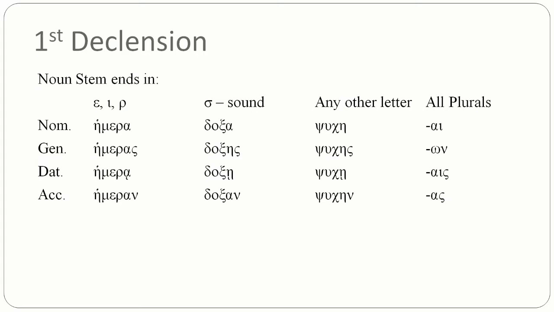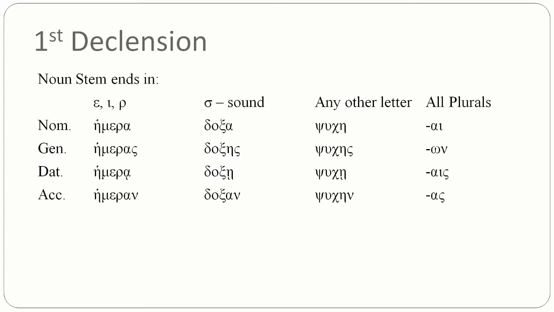Then in the plural forms, you do not have this variation with the noun stems. Any noun stem, any gender, even the few masculine words that are first declension, the plurals all look like this. All of the plurals end in ai, on, ais for the dative, and as for the accusative. So that is a quick review of the first declension and how it works.